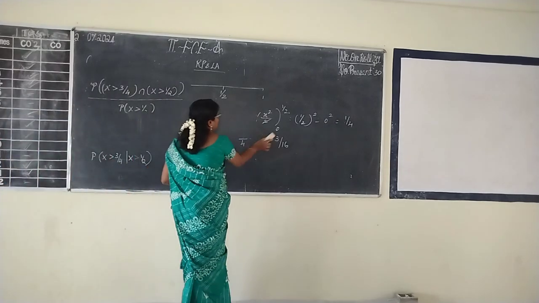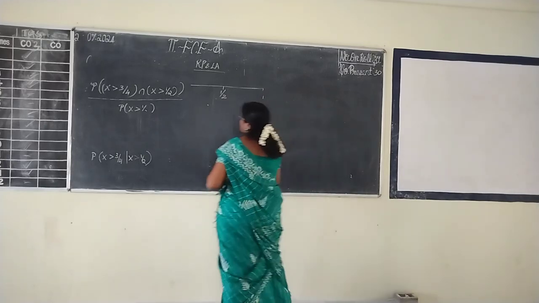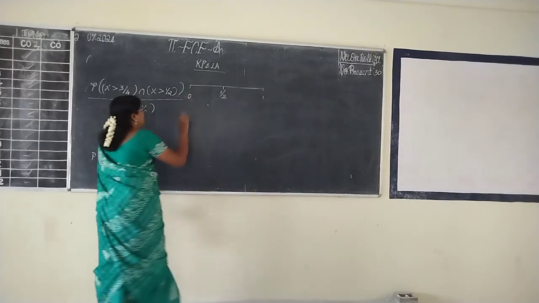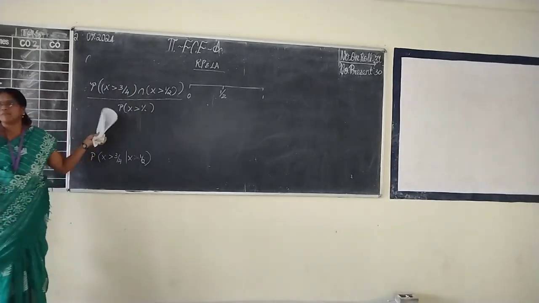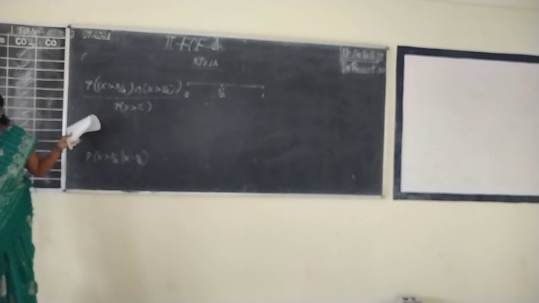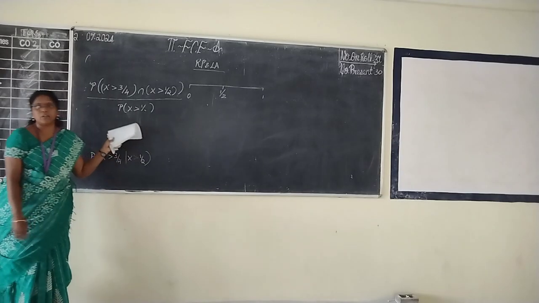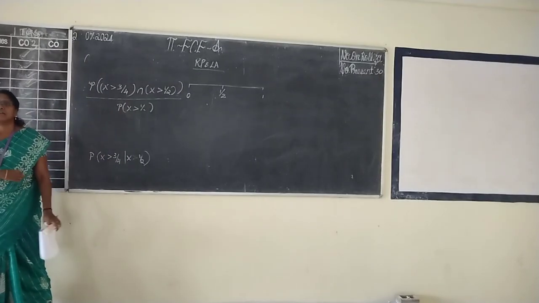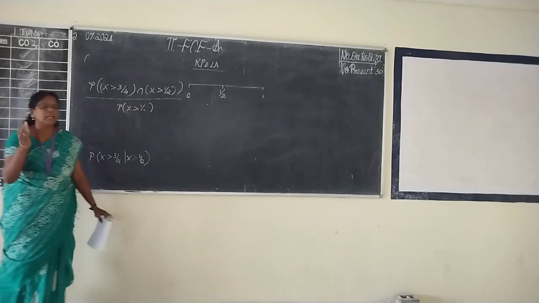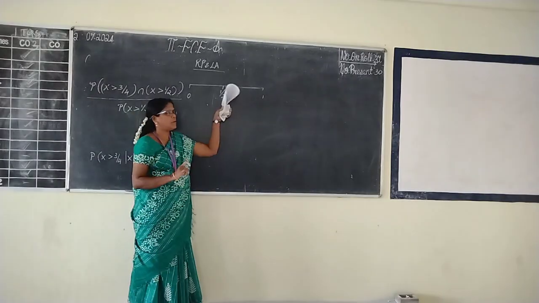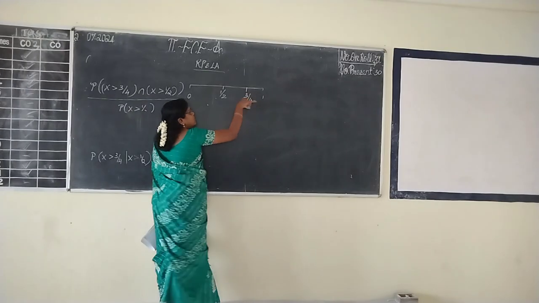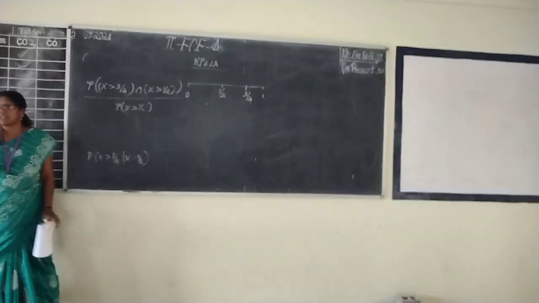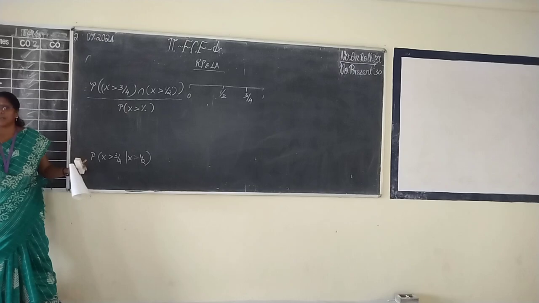Now tell me the range for numerator. 3 by 4 to 1. What are the values that are having 3 by 4 and 1 by 2? So whether 3 by 4 is greater than 1 by 2 or less than 1 by 2? What is 3 by 4 answer? 0.75. What is 1 by 2 answer? 0.5. So in which place should 3 by 4 come? Before 1 by 2 or after 1 by 2? If you don't know this, draw it and identify.